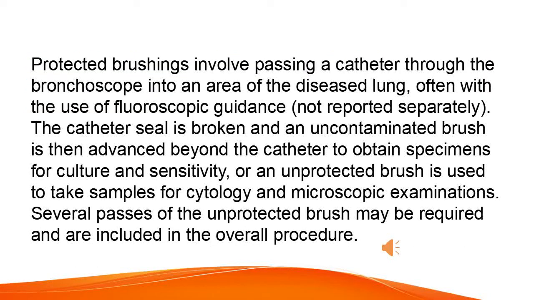Protected brushings involve passing a catheter through the bronchoscope into an area of the diseased lung, often with the use of fluoroscopic guidance, not reported separately. The catheter seal is broken and an uncontaminated brush is then advanced beyond the catheter to obtain specimens for culture and sensitivity, or an unprotected brush is used to take samples for cytology and microscopic examinations. Several passes of the unprotected brush may be required and are included in the overall procedure.